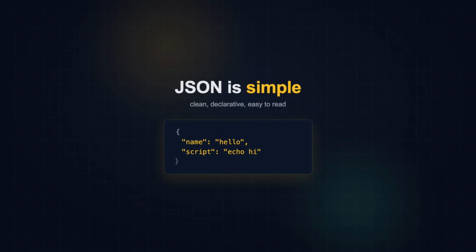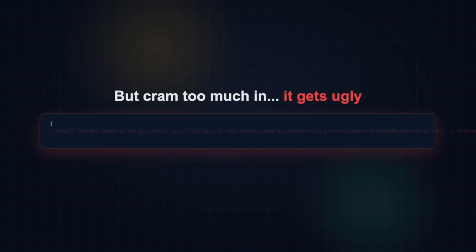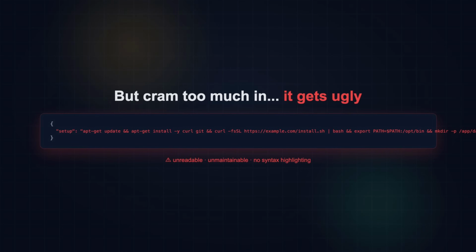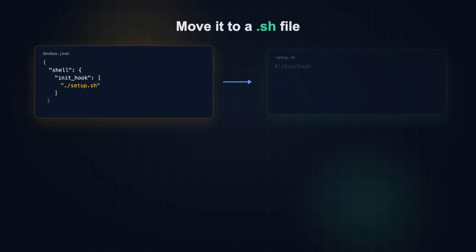JSON is simple, but it can get ugly as we know if we add too much into it. For basic scripts, it's fine. For complex setup logic, don't cram a giant shell command into JSON. Just put the logic in a SH file, then call that from DevBox. And finally, DevBox is not a full cloud IDE. If you need browser-based coding, instant preview URLs, you may still want something like Codespaces. DevBox is best at local and CI reproducibility.